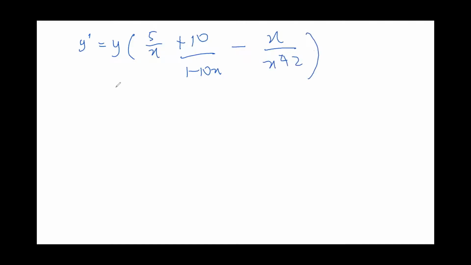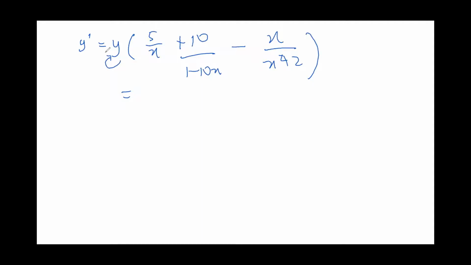Okay, so now y prime. You take the 1 over y from below earlier and bring it here, so it will be y times 5 over x plus 10 over 1 minus 10x minus x over x squared plus 2.